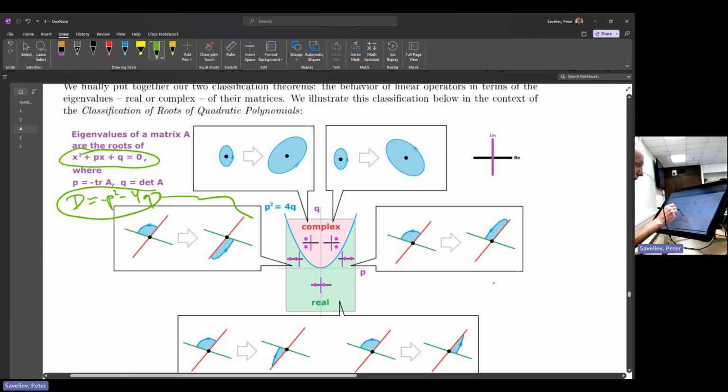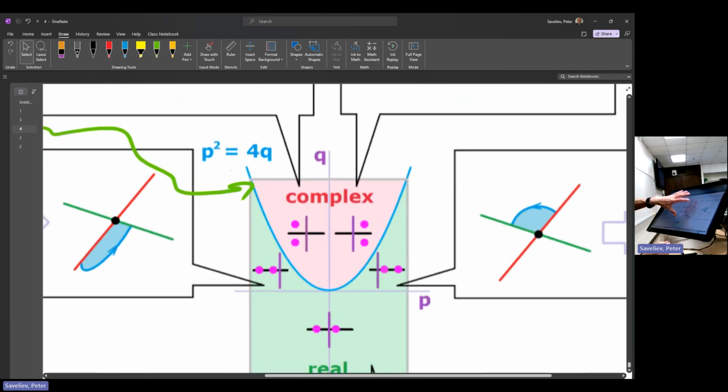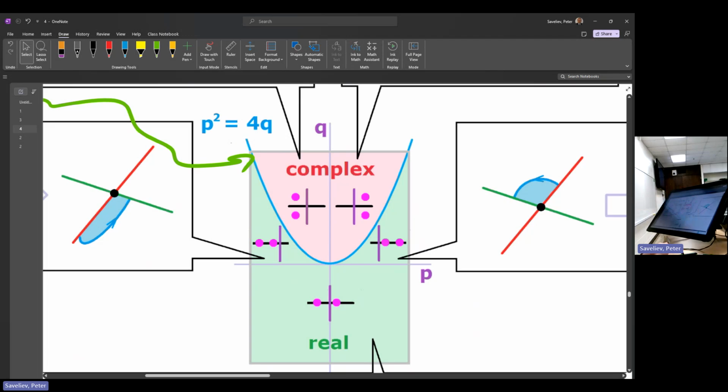The discriminant is this line over here. That line is a parabola naturally. And on the parabola, the discriminant is equal to 0. Above it, the discriminant is negative, and therefore the roots are complex conjugate. That's what those pictures are supposed to indicate. Look at those two complex conjugate roots.